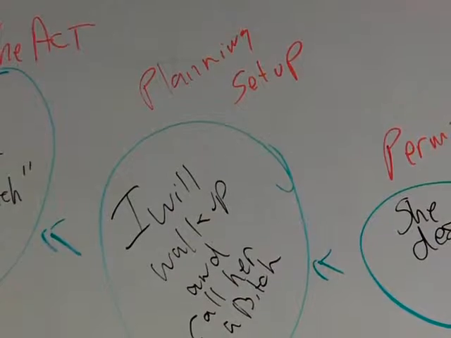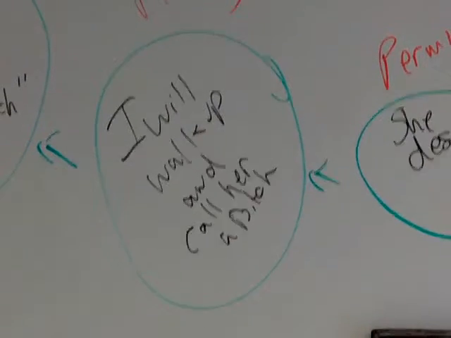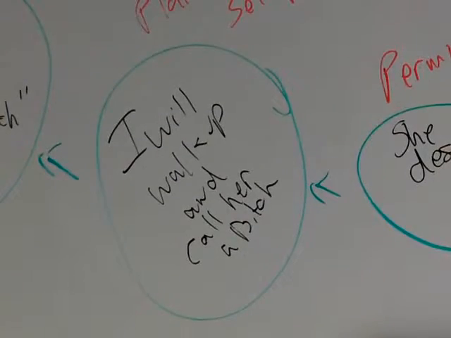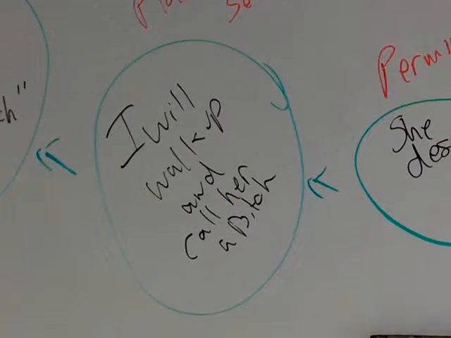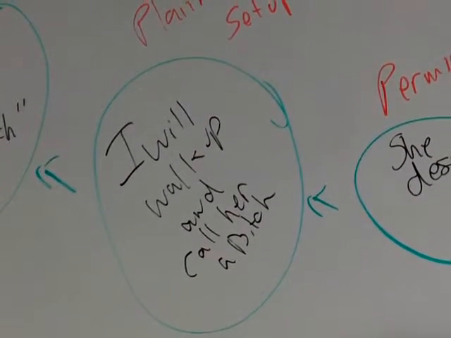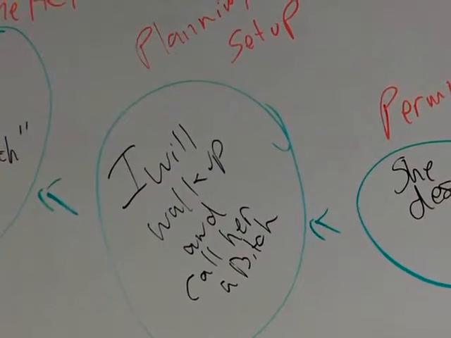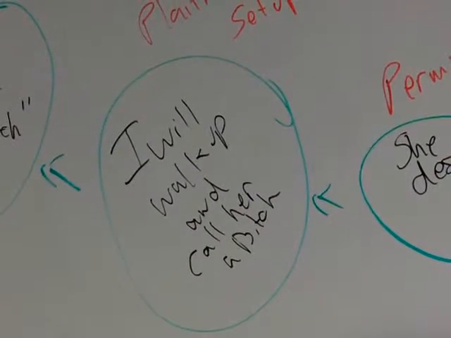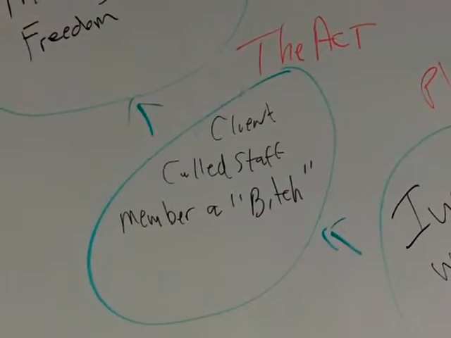Okay, the very next one is the planning or the setup. Okay, this is what you actually have to think about doing to accomplish the negative behavior or the act. Okay, and it's real simple in this case. Sometimes they can be really complicated. You have to talk to somebody, you have to call somebody, you have to go over to their house, you have to get in the car, you have to get a ride. So there may be some really complicated ones, but this one's pretty simple. I will walk up and call her a bitch. So all you had to do is walk up to her, and here we are back at the act. And that's what he did.